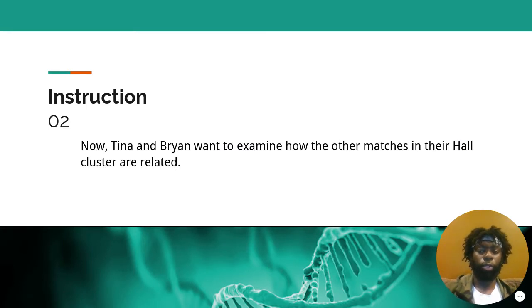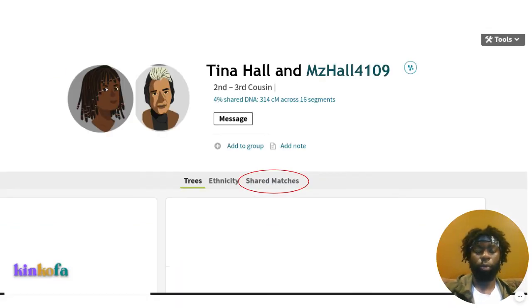So now what we'll do is examine how the other matches in that Hall cluster are related to Tina and Brian. So that same cluster that Miss Hall 4109 is in. Where we'll start is looking at the shared match page for Miss Hall 4109 and Tina. In your own matches for a particular cluster that you're working on, I'd recommend, if you're just starting with clustering, to either start with a cluster that is more familiar to you, so one that you might know more about, or one that has a larger number of people in it, so people that are closer in relation to you most likely.